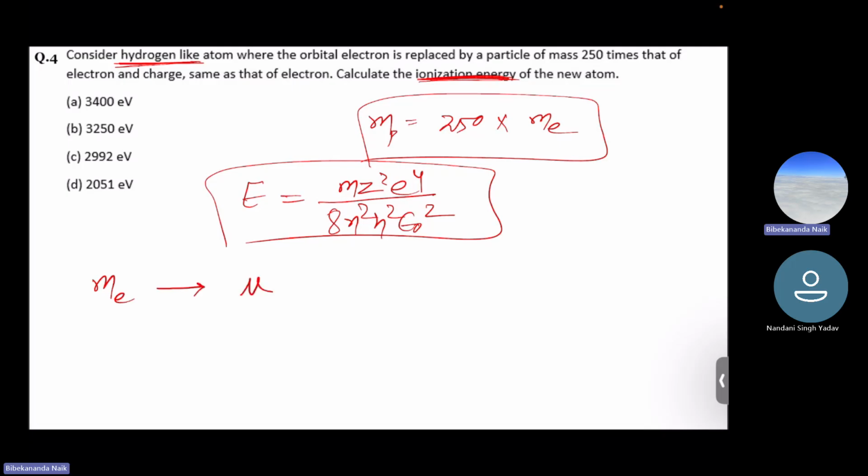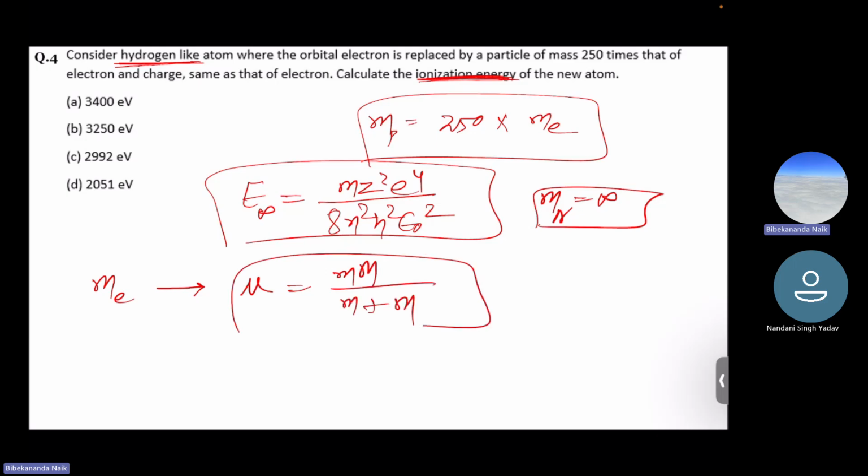and here we have considered infinity, meaning the mass of the nucleus is infinite, but this is not the case that is given here. So you have to consider finite mass of the nucleus. So in that case, what will be mu? Mu will be small m capital M divided by small m plus capital M. So it will be 250. Here m is not the mass of the electron, it is 250 times the mass of the electron.